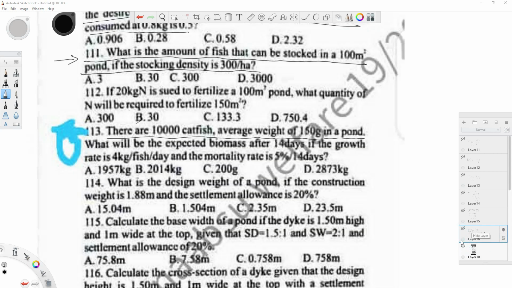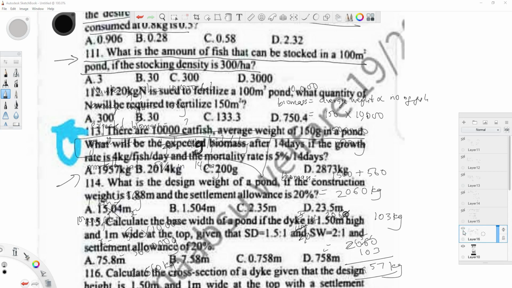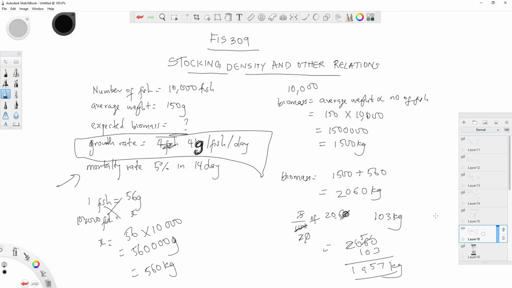Let's see, is the answer there? Yeah, A is the answer. A is definitely the answer. So this is actually one way of solving this mortality. It's just that this one is actually mathematics.